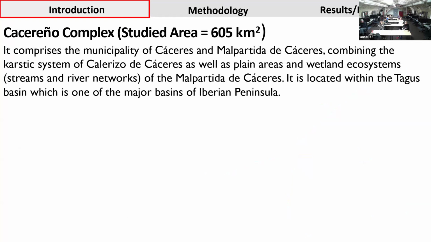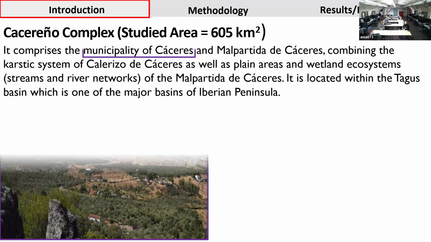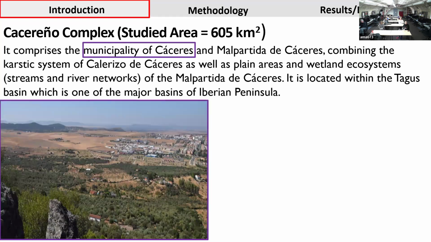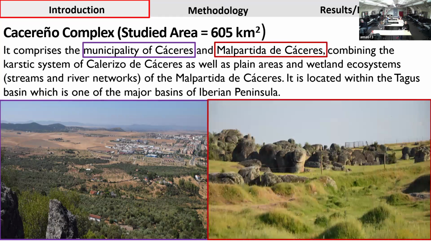So I'll be moving on to talk about the study area where I've done my work. The broader area is referred to as the Cáceres complex, for people who are familiar with the southwestern Iberian Peninsula. It consists of the municipality of Cáceres and the Mata de Cáceres, which combines the karstic system, the limestone system of the area. So you have the municipality of Cáceres, which is one of the cities in the Spanish Extremadura, and you have the area referred to as the Mata de Cáceres, where you have several granitic boulders and outcrops.